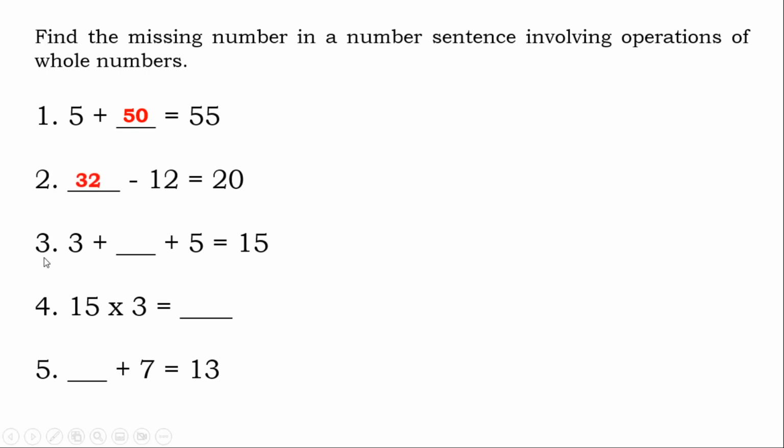Number 3: 3 plus blank plus 5 equals 15. What is the correct answer? Alright, the correct answer is 7. Number 4: 15 times 3 equals blank. Correct, 45. Number 5: blank plus 7 equals 13. What is the missing number of this sequence? Yes, the correct answer is 6.